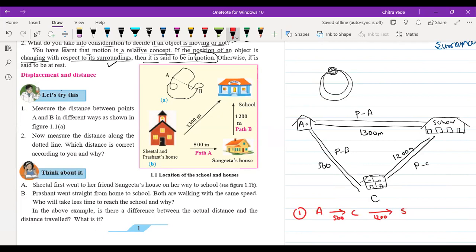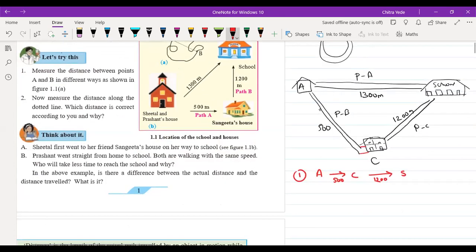Let me complete first, beta. So the total distance traveled by Arham will be 500 plus 1200, right? It is the total distance, or you can say it is the actual path covered by Arham.